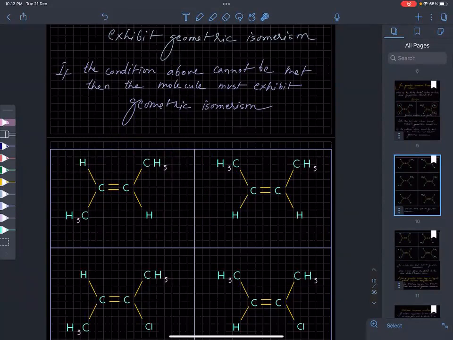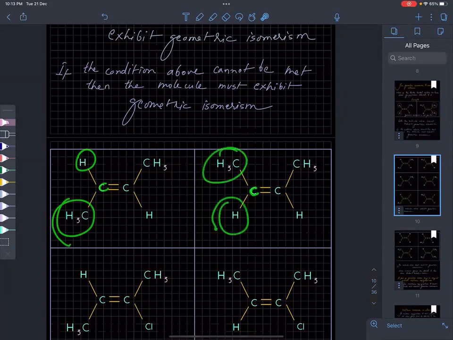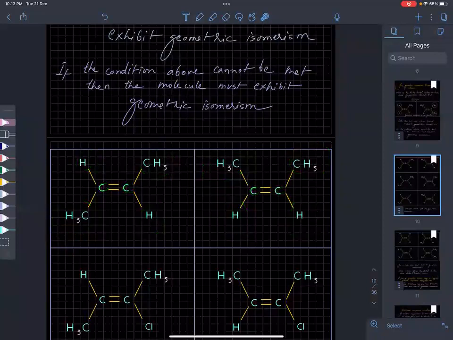What do you mean by structurally same? See, formula is same. That is an old story. We have seen that. But structurally also they are same. This carbon has one H group and one CH3 group attached. This carbon has one CH3 group and one H group attached. Are you following?